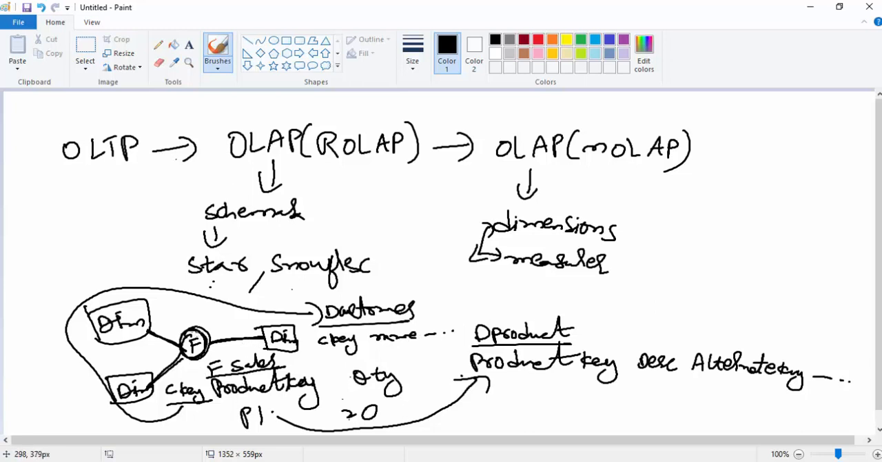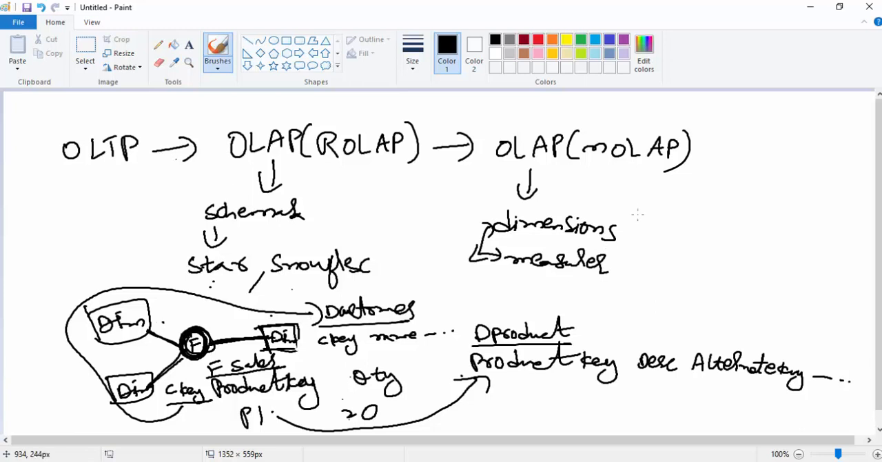That is, for the fact table, if you want to get any related information, you will do only one level of joining. You will have the fact table at the center and the dimensions surrounding it. If you want to get any information, you will join it one time. Only one level of joining is required for all the information that you need. That is the star schema.